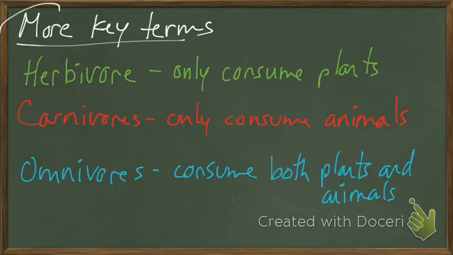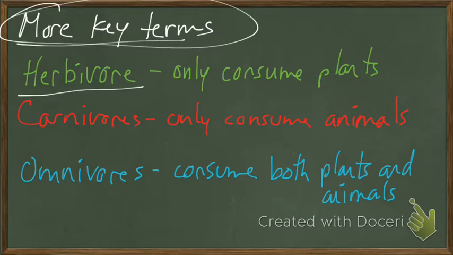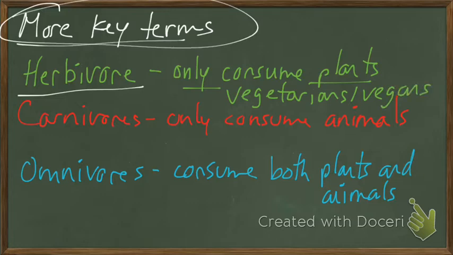More key terms. I think this is the second of three slides. A herbivore. These are things you should have heard before. Herbivore. Not funny, I know. These only consume plants. So you can think of vegetarians, but it's not necessarily true. Vegetarians or vegans would be slightly more accurate, because vegans only consume plant life or plant material.